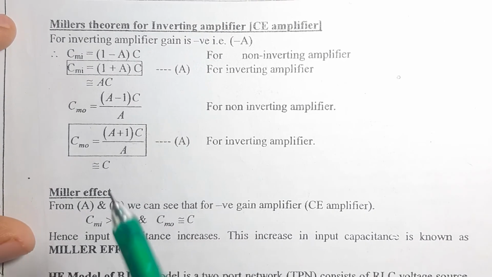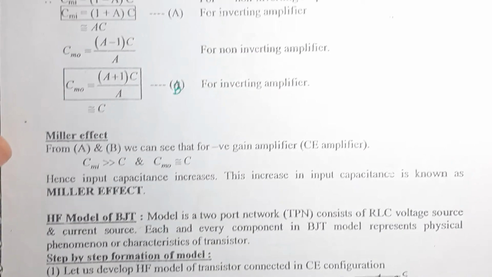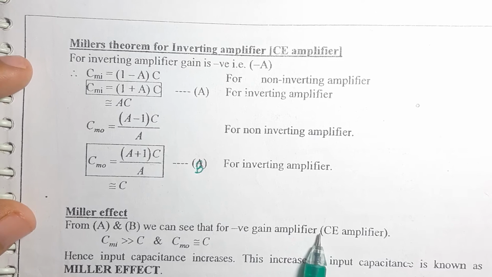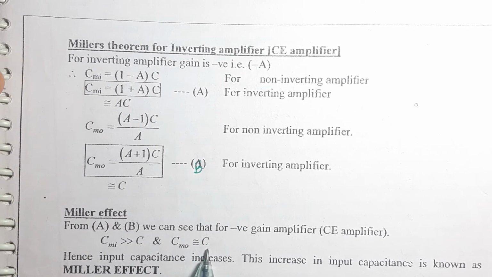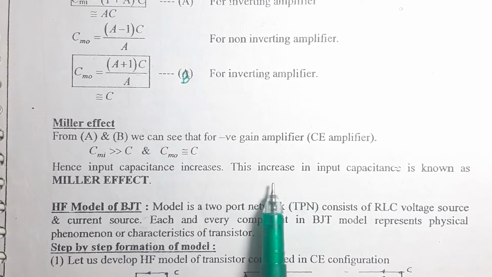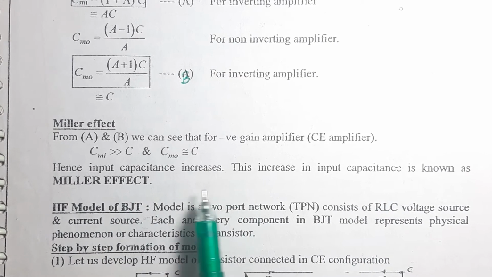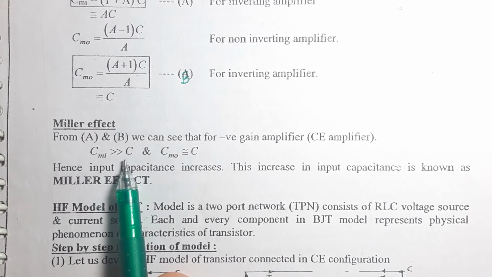Now let's see from these effects A and B over here. This is the effect B over here. Printing mistake, beta, sorry. From A and B we can see that for a negative gain, that is your CE amplifier, your C_MI is much greater than C, and your C_MO is approximately equal to C. So your input capacitance increases. This increase in input capacitance is known as the Miller effect. Hence the Miller effect is important because it increases your input capacitance.